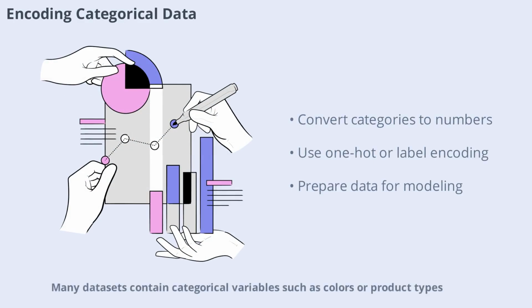Many datasets contain categorical variables, such as colors or product types, which need to be converted into numerical values for analysis. Encoding techniques like one-hot encoding or label encoding transform these categories into a format that algorithms can process. Choosing the right encoding method depends on the nature of your data and the requirements of your model. Proper encoding ensures that categorical information is accurately represented in your analysis.